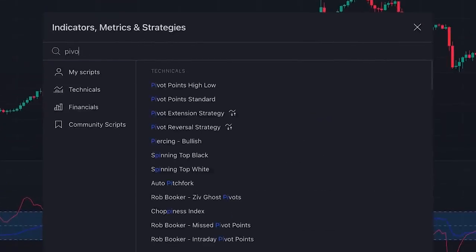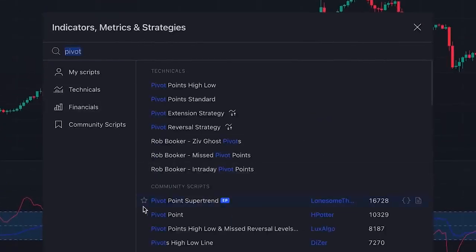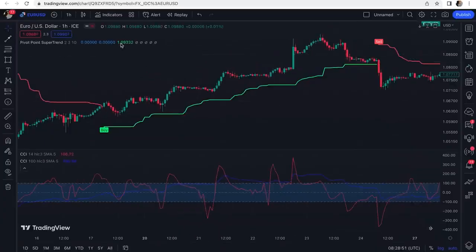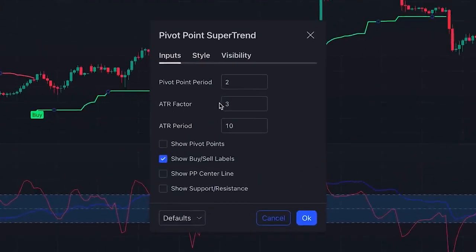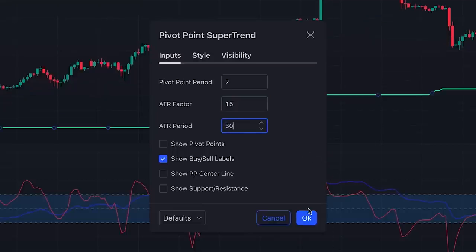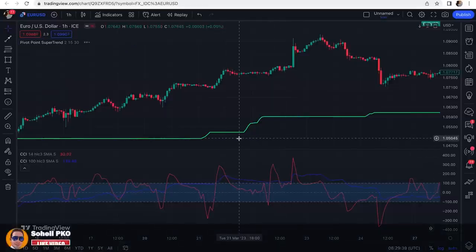That is pivot point super trend. This one, pivot point super trend, which is an editor's picks indicator, and it's written by someone named Lonesome the Blue. And for this indicator, we must also change its settings. Here for ATR factor, we set it at 15, and for ATR period, we set it at 30. Alright, everything is already set on the chart, and let's see how we trade based on this 1 hour trading strategy.